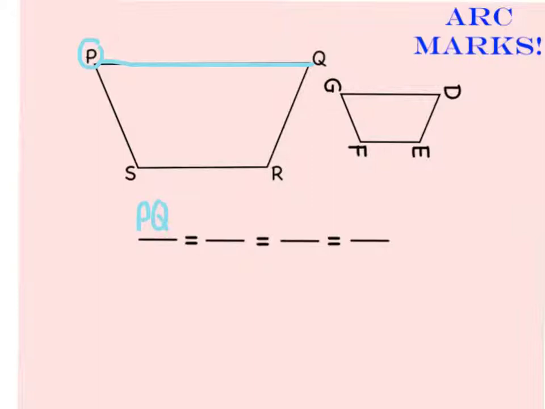And I know that I'm going to start in the same place and move in the same direction on my smaller figure. PQ is going to correspond to GD. All right, now I'm going to go from QR, and I'll write that here, and find its corresponding piece on the small figure. I'm sure you can guess which one it is. It's not even a guess, I'm sure you know. That corresponds to DE.